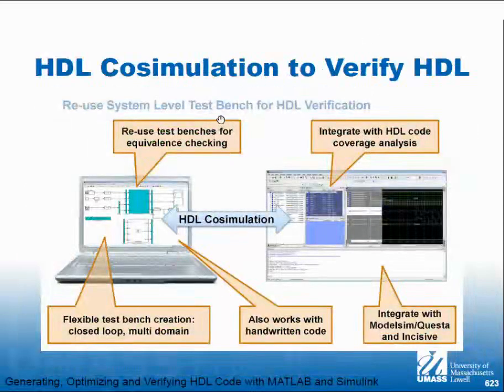So Verify HDL is another tool. There was autocoder to generate C. There was HDL coder to generate HDL. And then very much like HDL coder is Verify HDL. Verify HDL is the tool that generates the test bench for your tool. It's very much the same tool. And it doesn't run it.